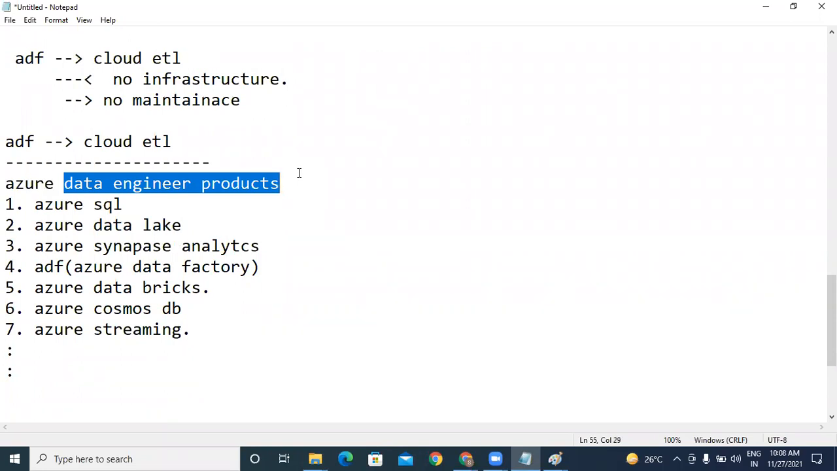Actually, I have one doubt: for learning this ADF, is the requirement SQL, right? So basically SQL is required, yes, because ADF, yes, sir. Because here already, please come back to this picture.